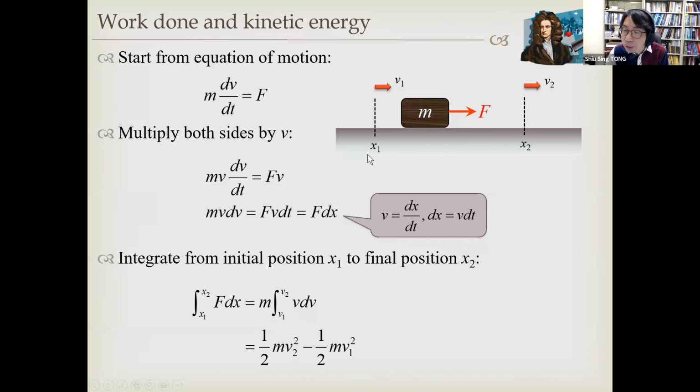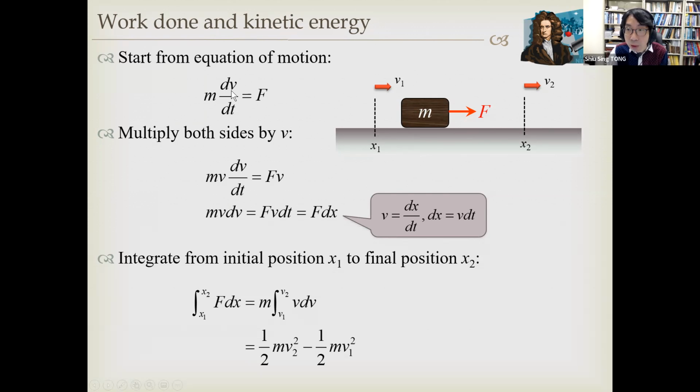Now we further suppose that at a certain instant, the object is at the position x1, where its initial velocity is v1. And after a while, it moved to another position, which I call x2, where its velocity is v2. Okay, so we are going to relate v1, v2, x1, x2 to the work done, and also to the change in kinetic energy. Okay, so let's see how we are going to do it.